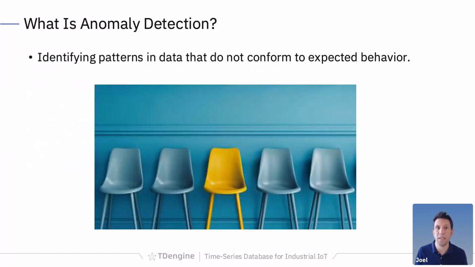So what is anomaly detection? It's identifying patterns that don't conform to the expected normal behavior. We can clearly see that this chair stands out here from the norm.